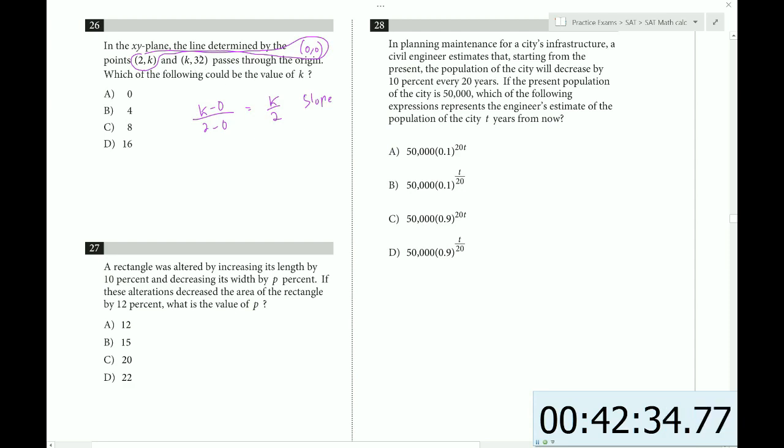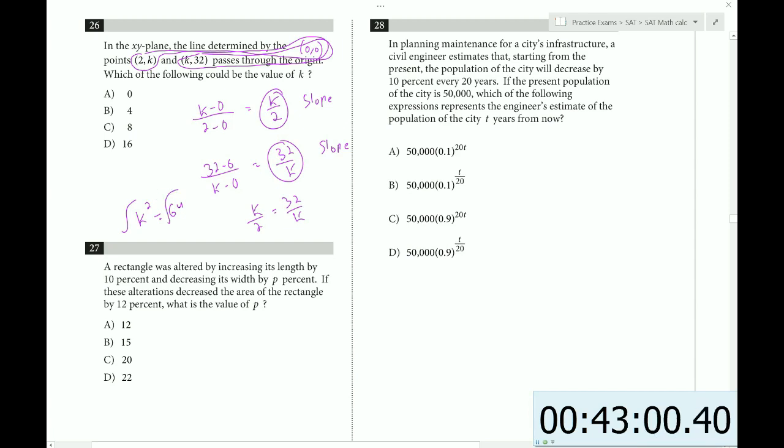Then we could do the same thing with k, 32 and 0, 0. The change in y would be 32 minus 0, the change in x would be k minus 0, so we get 32 over k, which is also the slope. Now we can set these slopes equal to each other. So we get k over 2 equals 32 over k. We cross multiply, and that gives us k squared equals 64. Take the square root of both sides, and we find that k would be equal to 8. Choice C.